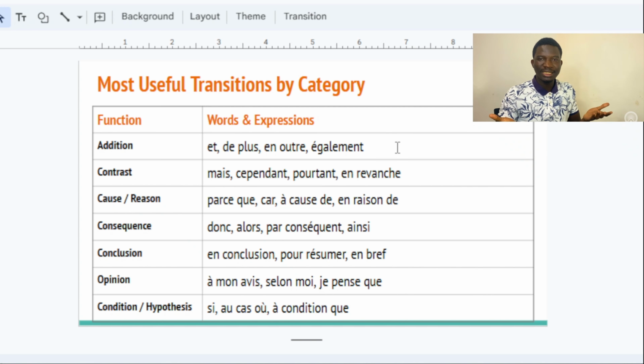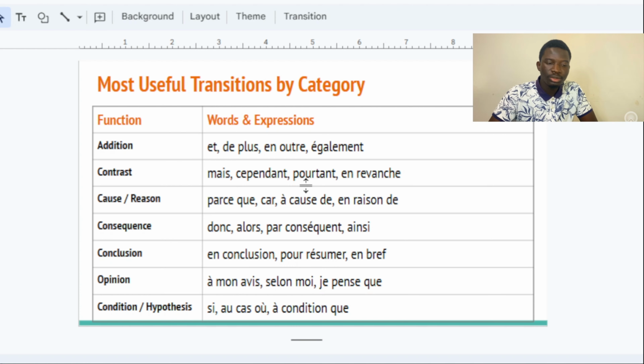Now, if you want to contrast ideas, because you will need to contrast ideas, in that case, you want to use mais. Okay, mais means but. This is the simplest one. You've already seen it somewhere, probably. It's mais, but, mais. If you want to be a bit more fancy, you can say cependant. It means however. Cependant, il y a des choses qu'il faut prendre en considération. There are things that we need to take into consideration, right?